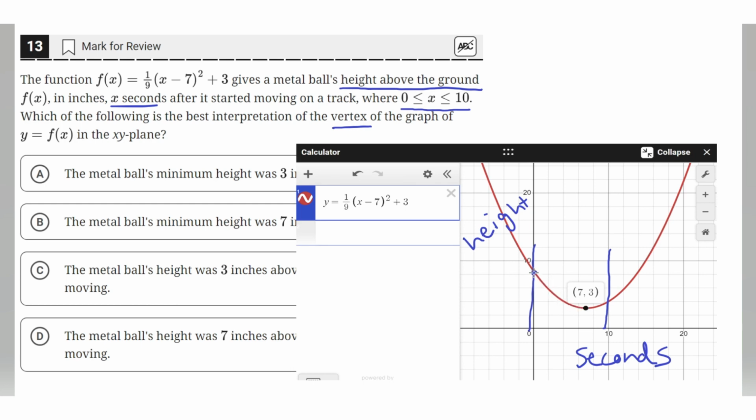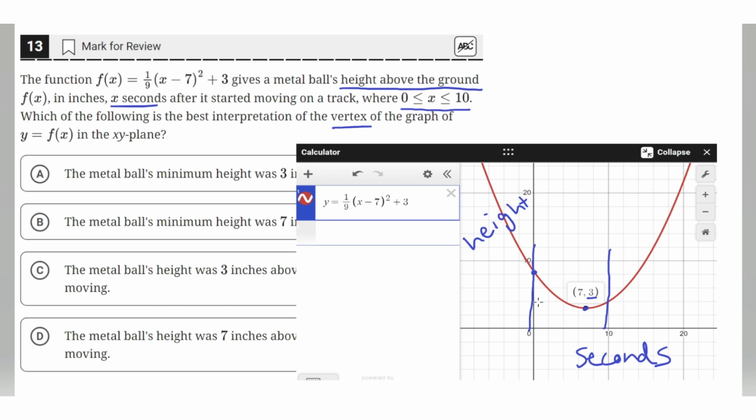And the height here decreases until we get to the vertex. So at x equals 7 seconds, we reach this vertex here. And here the height is 3. And after 7 seconds, the function's height here starts increasing again, which means that at the vertex here, we reach the minimum height of 3.